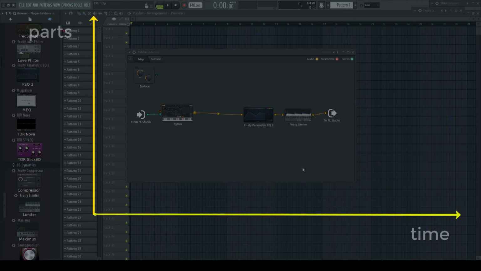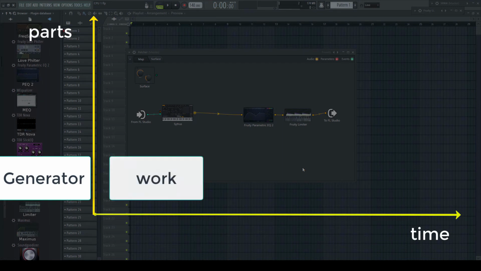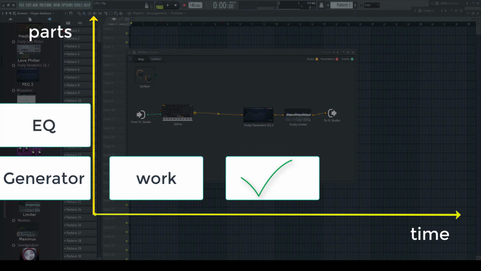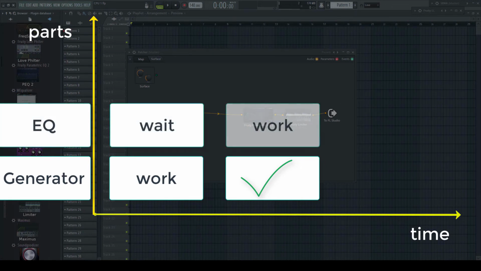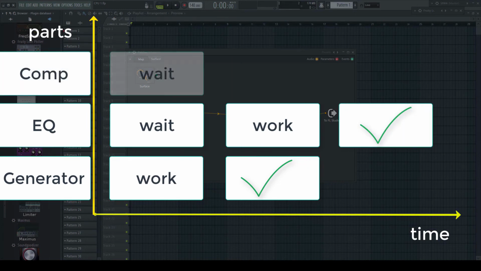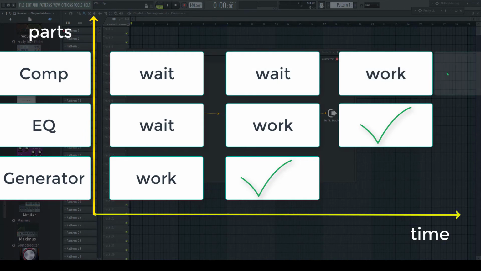So what happens here if we put it onto the same timeline? The core for the generator: work and finish. The core can be used for other tasks. The core for the EQ: wait, and then work and finish. The core for the compressor: wait for the generator, wait for the EQ, and then work and finish.